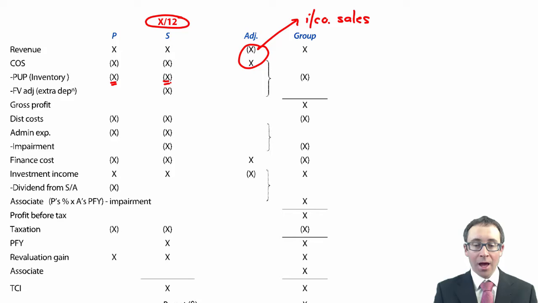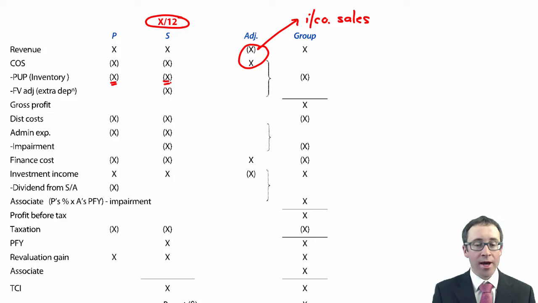Okay. The fair value adjustment for your extra depreciation. So remember that extra depreciation is on the fair value adjustment in S's books. So any additional depreciation that you charge is there within S's column. Okay, again, that increases the expenses, reducing the profits. Again, I've put it there in cost of sales, if it doesn't tell you where to put it. Otherwise, follow the instructions given within the question.